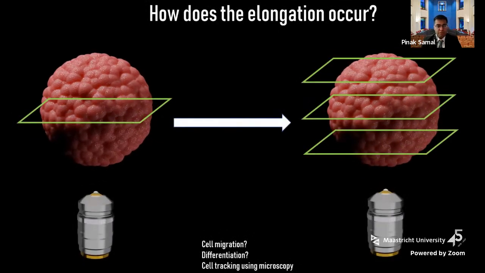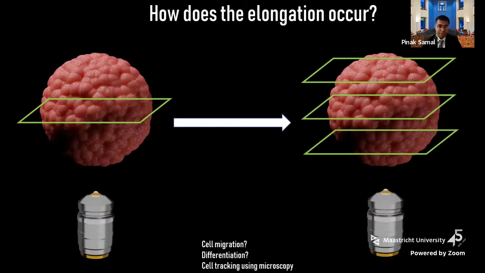Now, of course, a main question is how does this elongation occur? Is it because cells migrate from one end to the other end? Or is it that the cells in one end of the aggregate differentiate? Or is it a combination of both? And how do we analyze this?